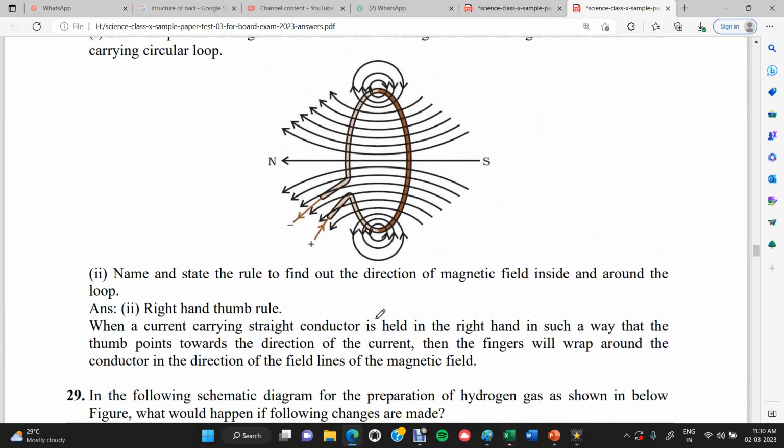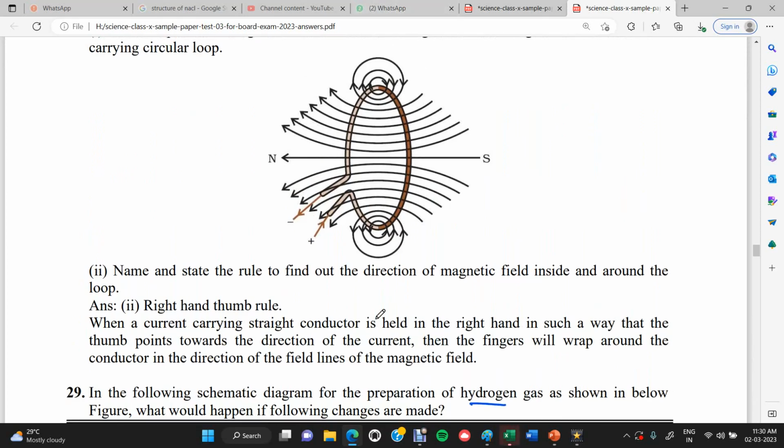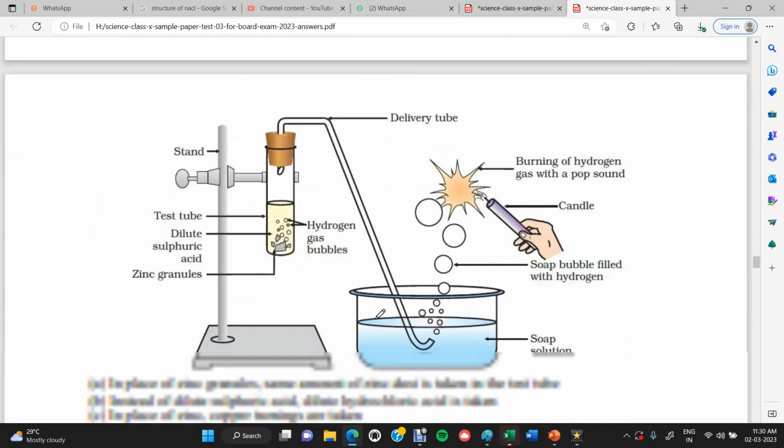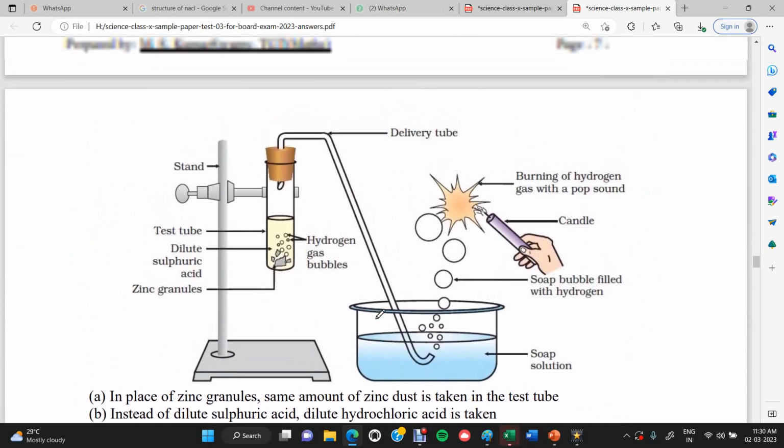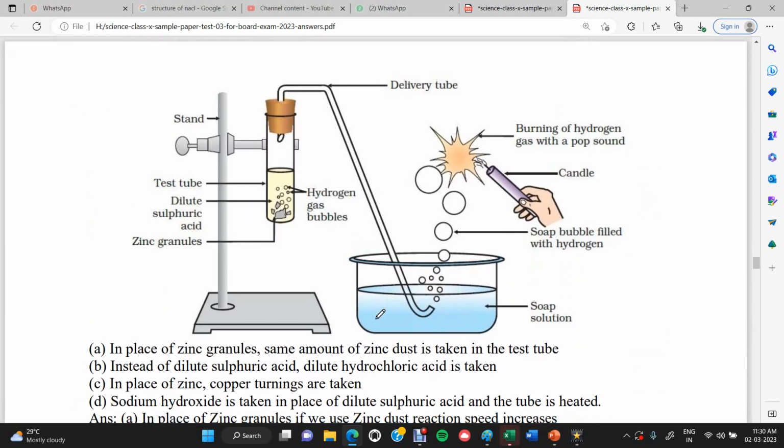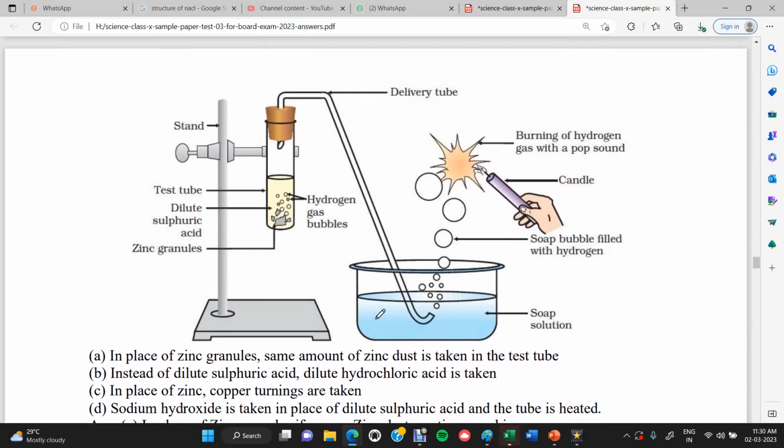In the following diagram, for the preparation of hydrogen gas, as shown below, what would happen if the following changes are made? Let us observe the diagram first. So this is the diagram given in your book. We are placing the zinc granules here. We are placing acid here. So let us write the equation simply here. That is Zn plus HCl gives ZnCl2 plus H2.